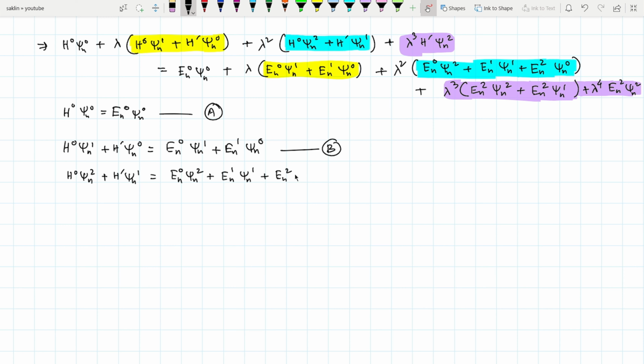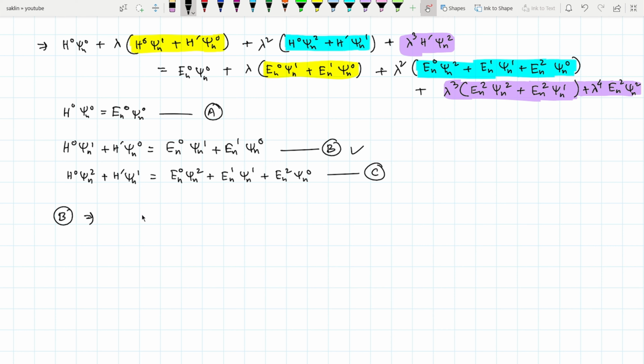Okay, these three equations are much more important for the calculation. From equation B we can calculate the first order correction to the energy eigenvalue, and we will calculate it.